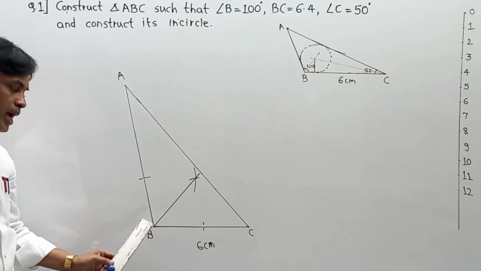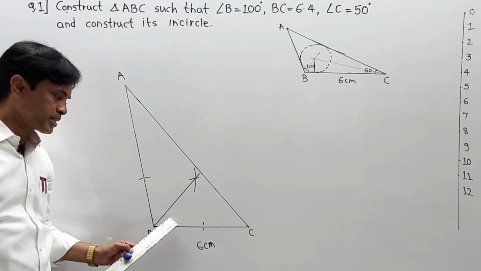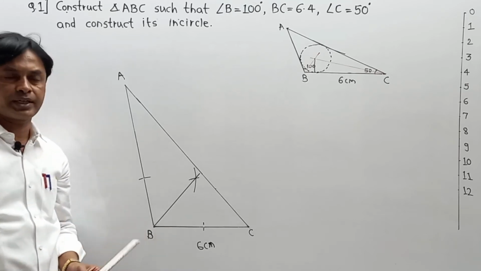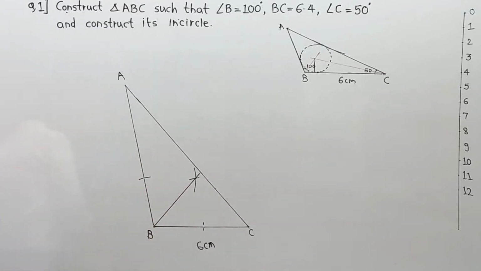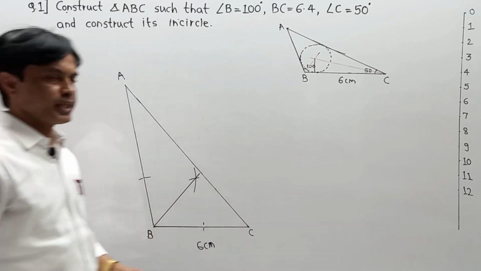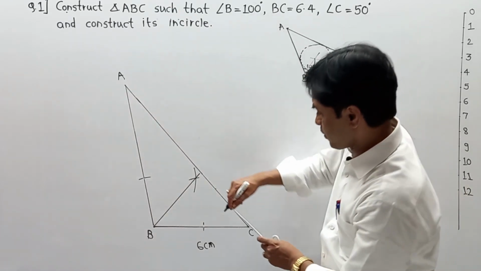No doubt, your angle B is originally 100 degrees. Now it is divided into two parts, 50 degrees and 50 degrees. Follow the same procedure for angle C, because your angle C is 50 degrees. Now it is going to be broken into equal parts.